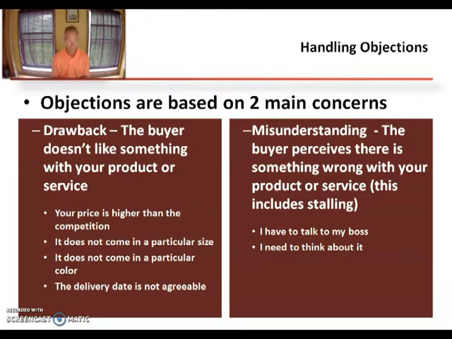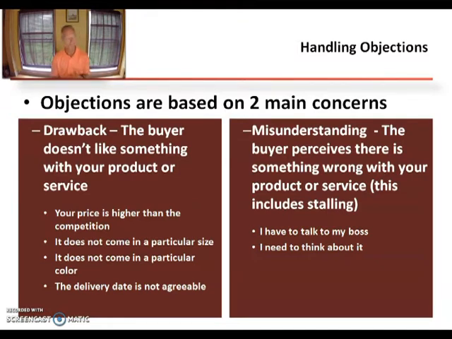Whenever you have a drawback, the way you handle it is you go back to the agreed benefits and the agreed way that this product or service will solve the buyer's needs. You review again and you close. And then oftentimes you'll say, I understand it doesn't come in that particular size, but what we've talked about is this, this, this, and this. You've liked everything so far. Why can't we make a deal now?